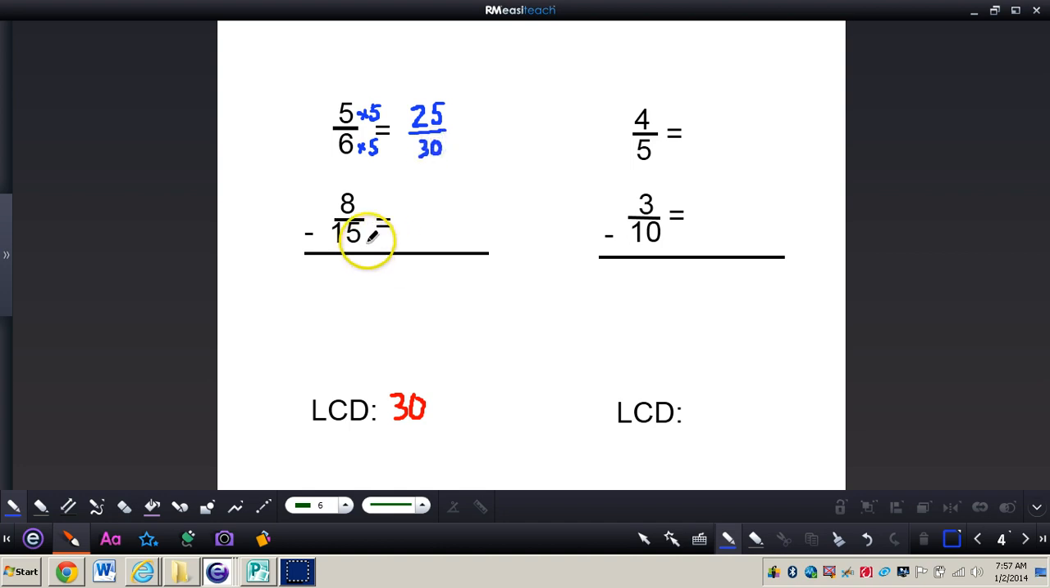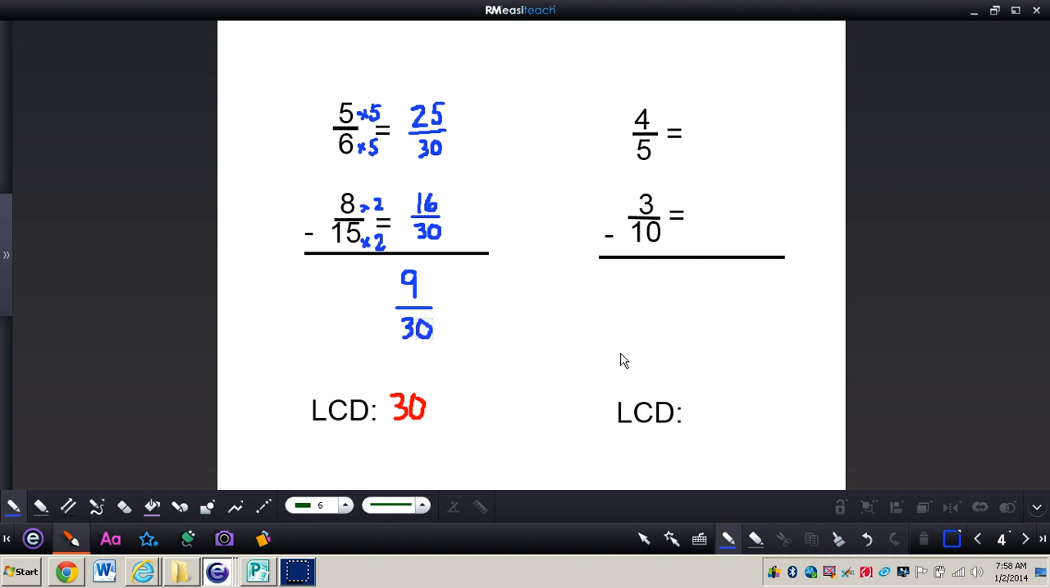And then 15, multiply that by 2. Multiply my 8 times 2. This gives me 16/30. So now what we have to do is we need to subtract just the numerators from each other. 25 minus 16 is going to give me 9. And we know the denominator will stay the same for 9/30.